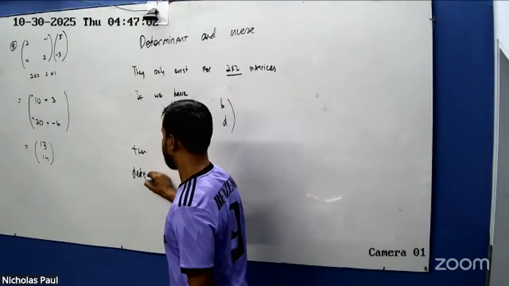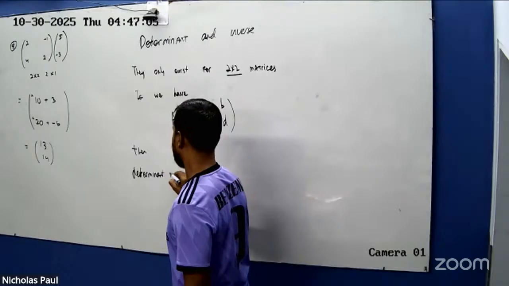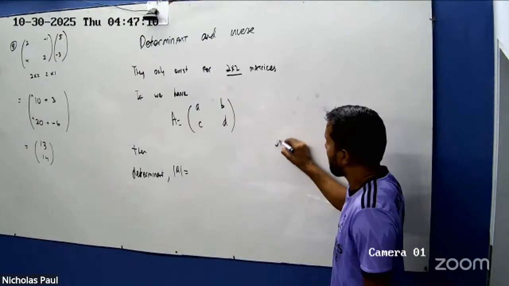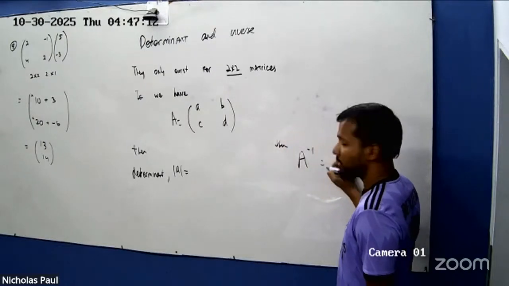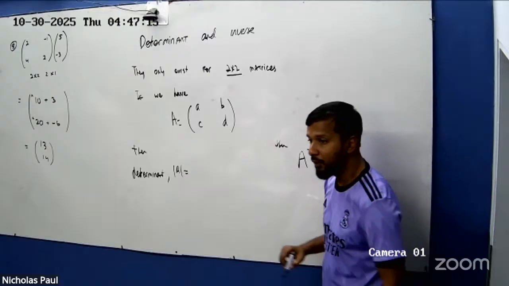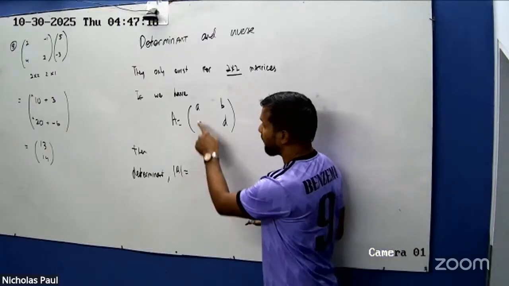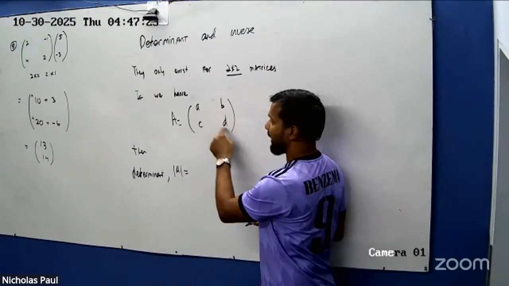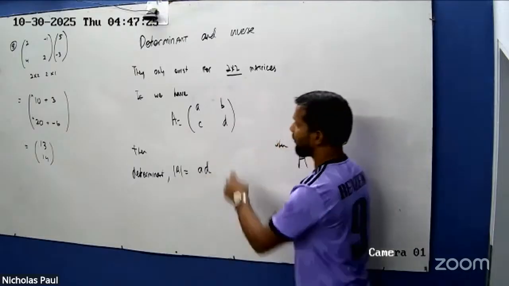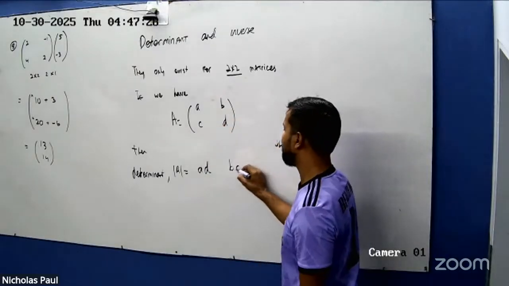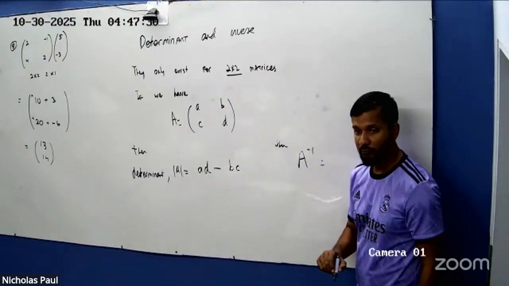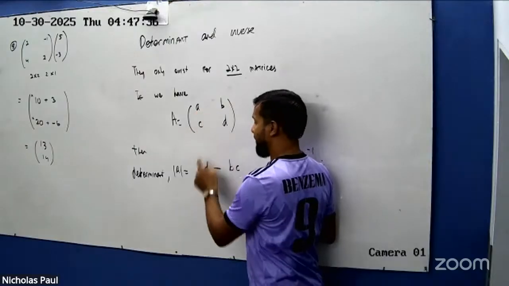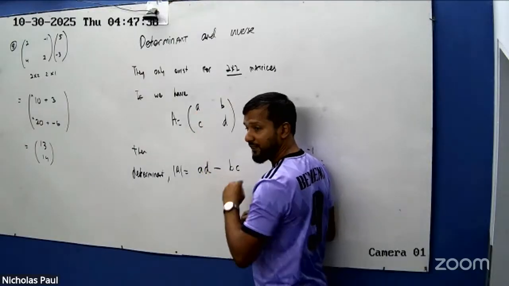The determinant is written determinant of A. I'll give you the formula, and then the inverse of A. How do we find the determinant? Well, simple. Cross multiply and minus. You multiply A by D, you multiply B by C, then you minus them. That's all, and you're done.